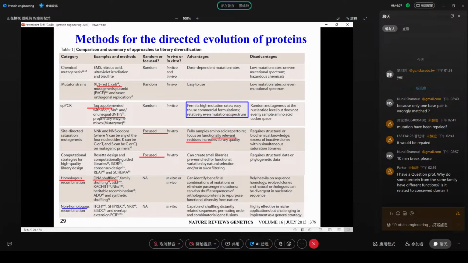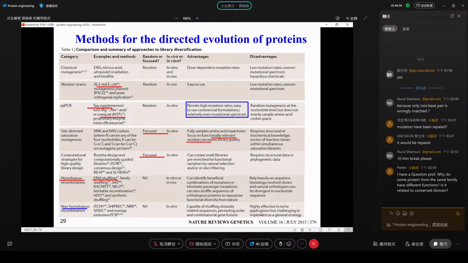Homologous recombination is like DNA shuffling, or non-homologous protein recombination, that just mixes up everything together. That all depends on a brand new protein without any specific purpose, without specific reason. You just want to rely on this strategy for molecular breeding to generate a new version of protein. So I really suggest everyone take a look at this Nature Genetics paper.